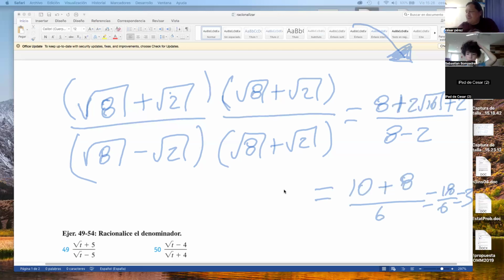It looks strange because we only have square roots here and we get a number that is an integer. Se ve raro que teniendo puras raíces obtengamos un entero, ¿no? Sí. Okay.